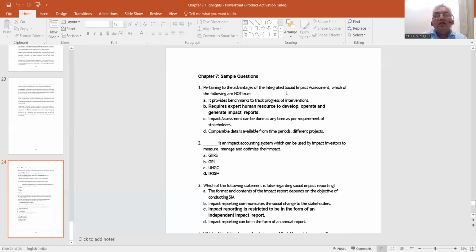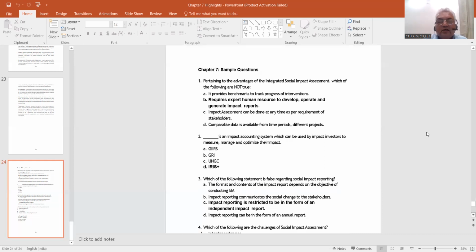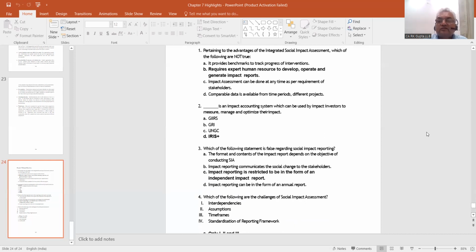The next question is on impact accounting systems. These are the various accounting systems. IRIS Plus is an impact accounting system which can be used by impact investors to measure, manage, and optimize their impact. Then, which of the following statements is false regarding social impact reporting? The first is the format and contents of the impact report are based on the objectives of conducting it. This is true, as he is asking which statement is false. The format and content depend upon the objectives.